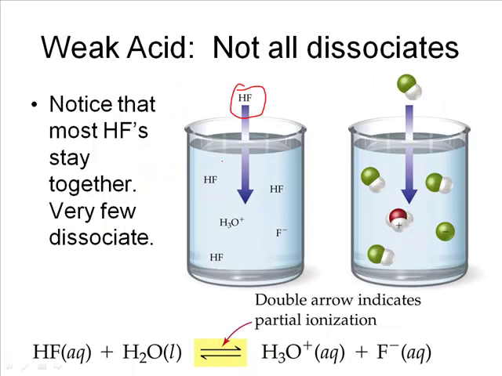In this picture, you drop in the HF, and we still have HF, still have HF, still have HF. Only one set have separated. And you can see the visual over here. This is what it looks like out of the container. Put it in water, still have it, still have it, still have it. This is the only one that's separated, so this is a weak acid.